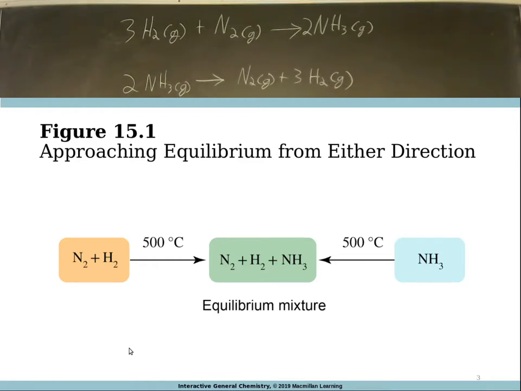Equilibrium is when all of those reaction rates are equal to each other and the composition becomes stable. And you can see how we can reach this equilibrium mixture by starting with pure nitrogen and hydrogen. Give it some time and it will generate ammonia until it reaches a steady state. Or we could reach that equilibrium mixture by starting with pure ammonia, and eventually it will decompose, generating some nitrogen and hydrogen, until it reaches that steady state, the equilibrium condition.